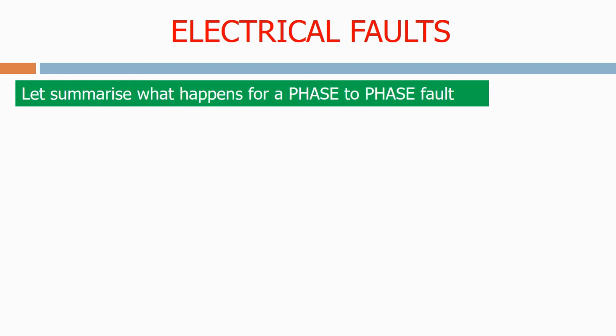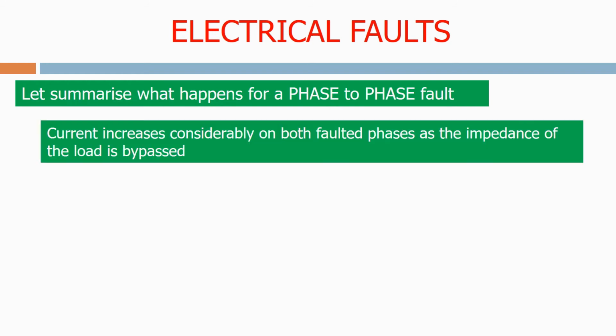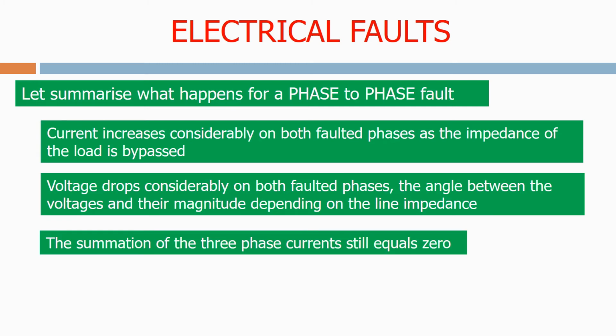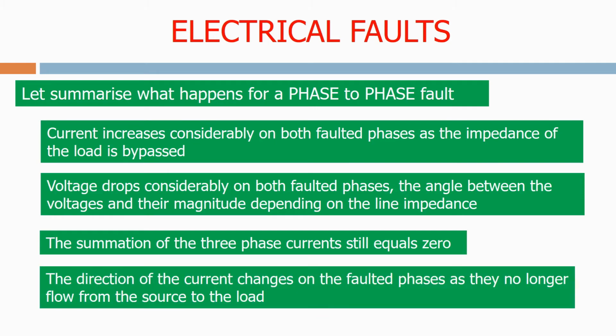Let's summarize what happens for the phase-to-phase fault. Current increases considerably on both faulted phases, as the impedance of the load is bypassed. Voltage drops considerably on both faulted phases. The angle between the voltages and their magnitude depend on the line impedance. The summation of the three-phase currents still equals zero. The direction of the current changes on the faulted phases, as they no longer flow from the source to the load.